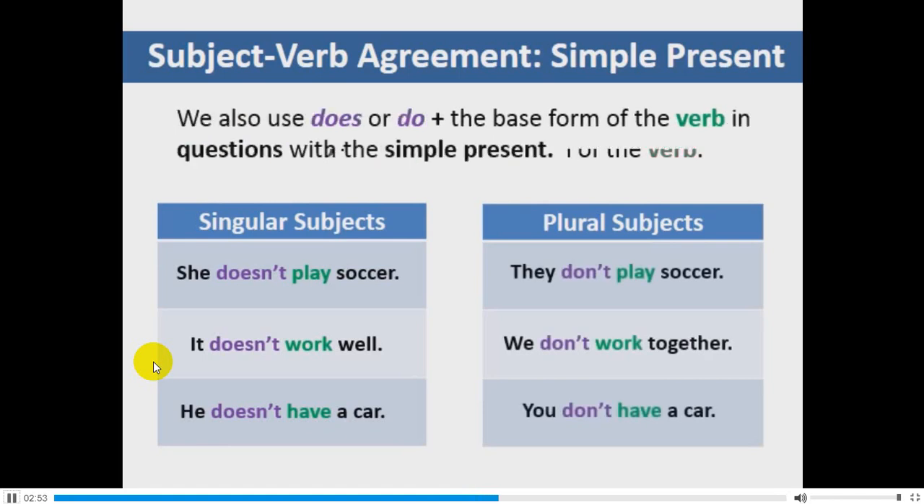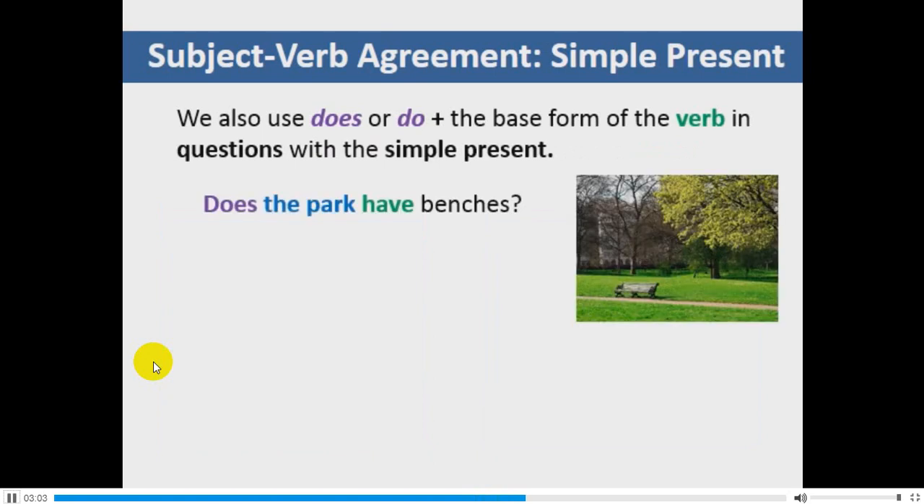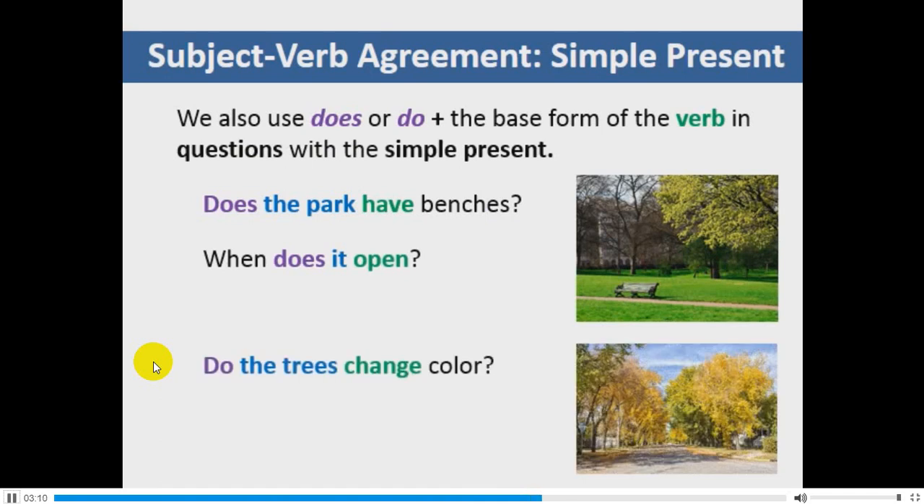We also use does or do plus the base form of the verb in questions with the simple present. Listen to the examples. Does the park have benches? When does it open? Do the trees change color? When do they lose their leaves?